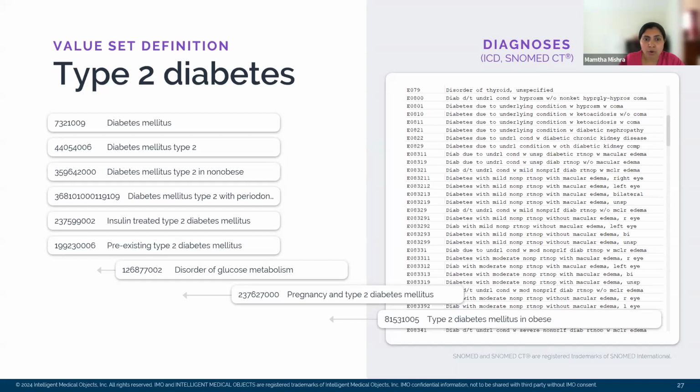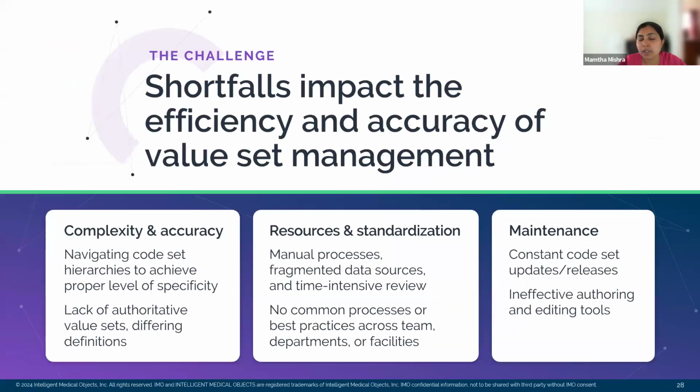Value set is also sometimes referred to as a code group or a code set. In the EPIC world, it's referred to as a grouper, and within CDC, it's referred to as a case definition. So for this conversation, we use these terminologies interchangeably. On the next slide, let's talk about the challenges within the value set creation and maintenance workflow.